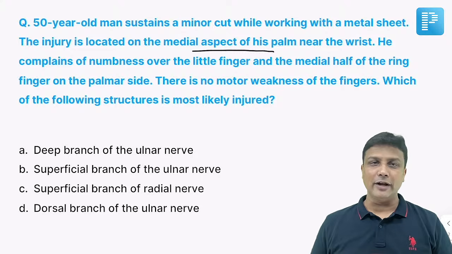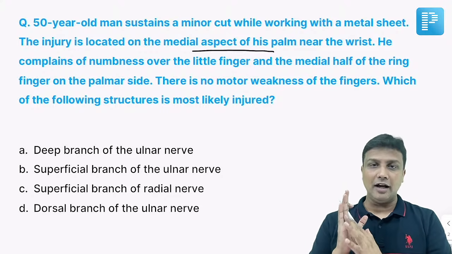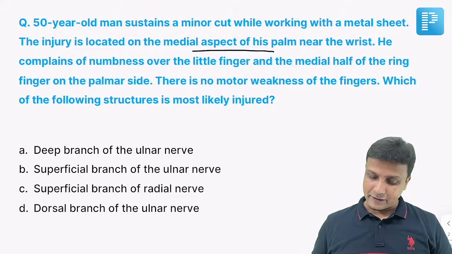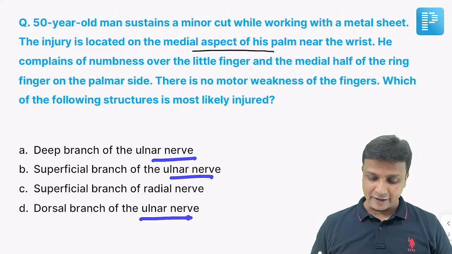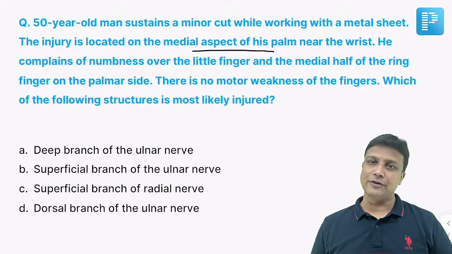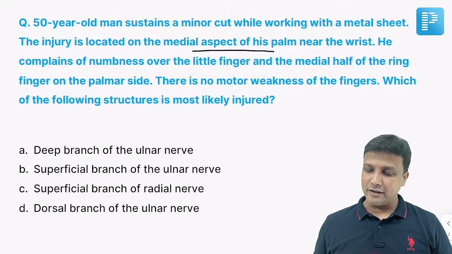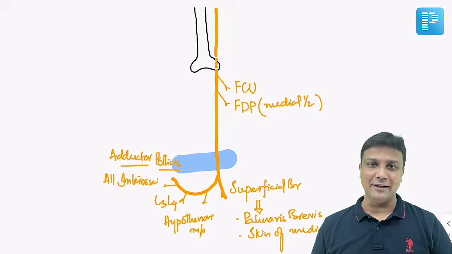I hope you already got an idea here. Whenever there is numbness over the little finger and medial half of the ring finger, we know that the skin over this will be supplied by the ulnar nerve. So in the options, the ulnar nerve is given. But we need to find out whether it is the deep branch or the superficial branch of the ulnar nerve. So better we do one thing here: let's have a complete revision of the ulnar nerve, the entire course of that and the supply.